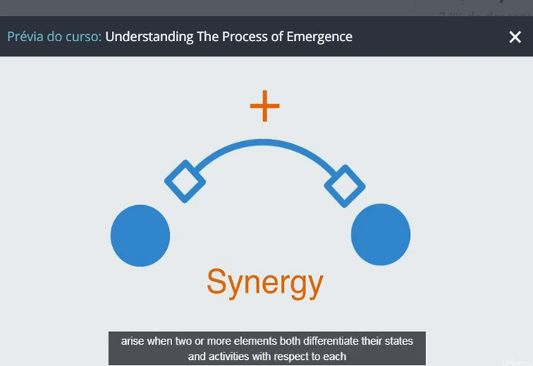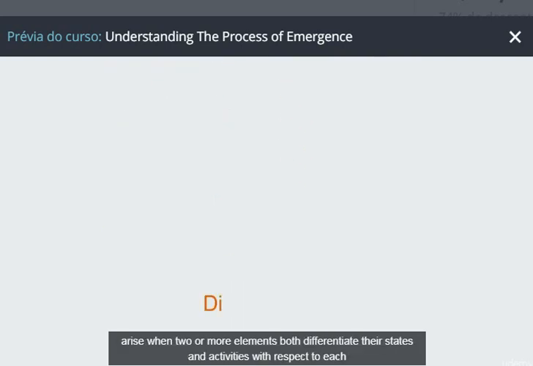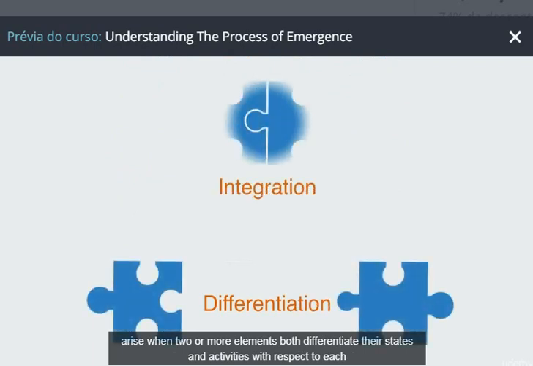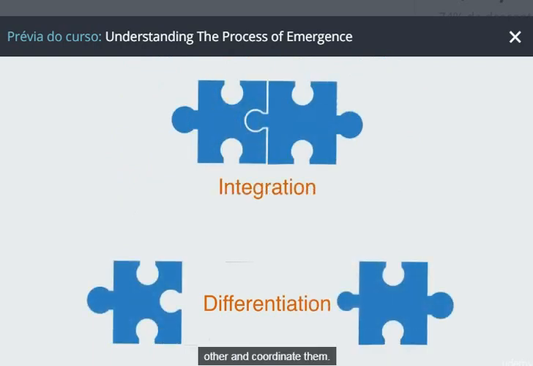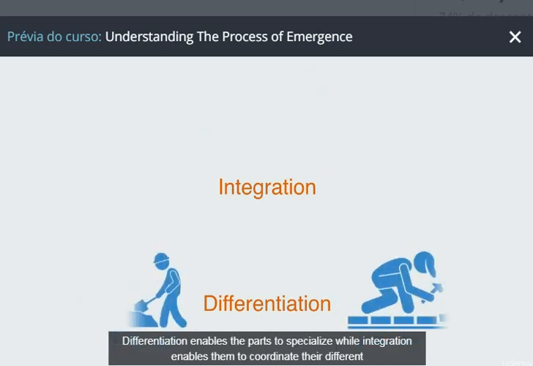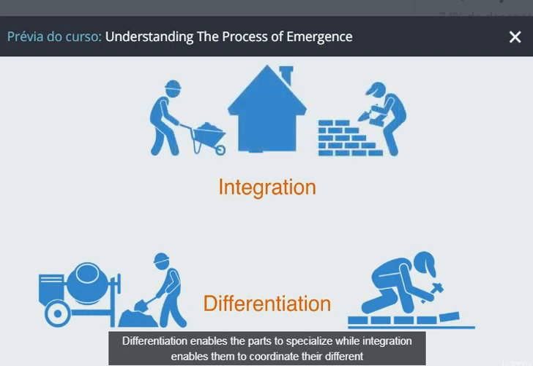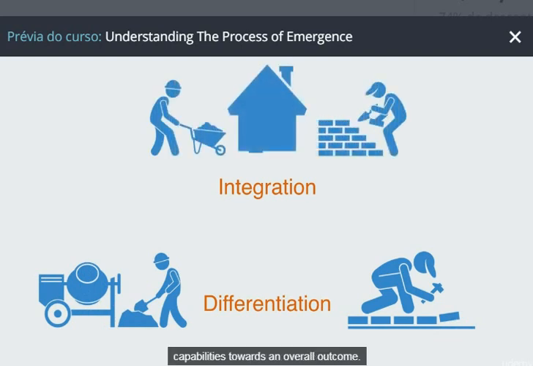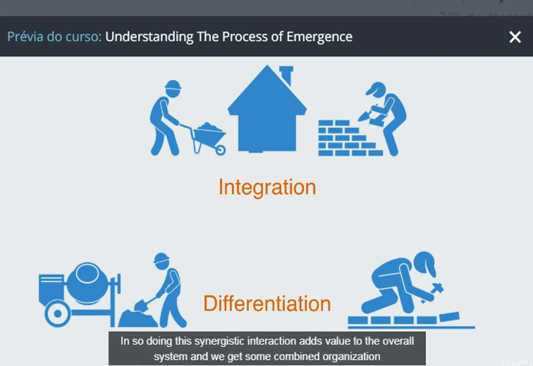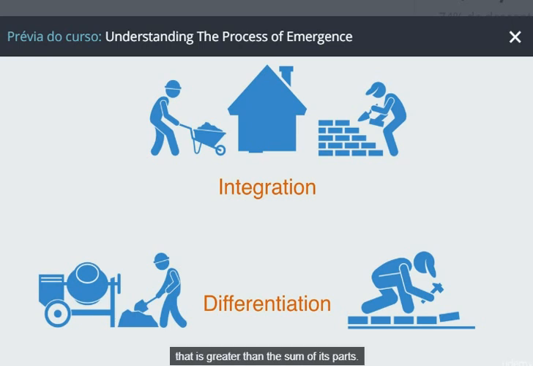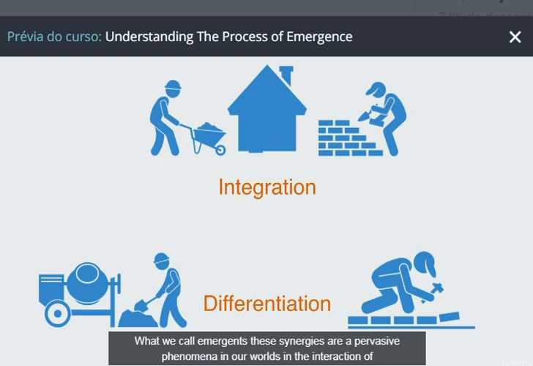Positive synergies arise when two or more elements both differentiate their states and activities with respect to each other and coordinate them. Differentiation enables the parts to specialize, while integration enables them to coordinate their different capabilities towards an overall outcome. In so doing, the synergistic interaction adds value to the overall system, and we get some combined organization that is greater than the sum of its parts, what we call emergence.